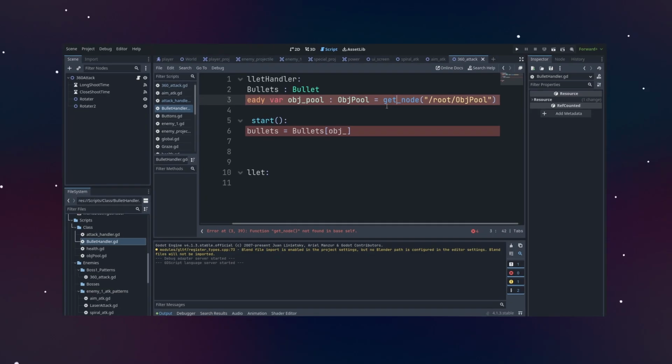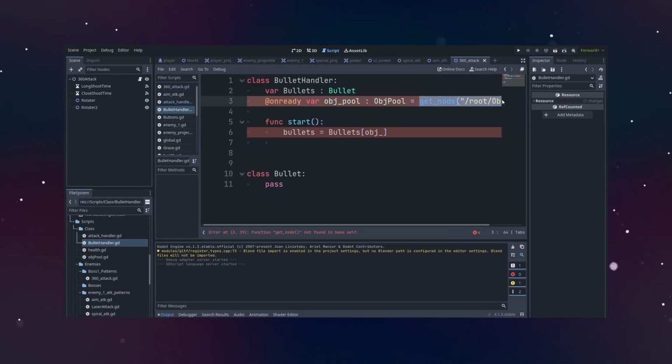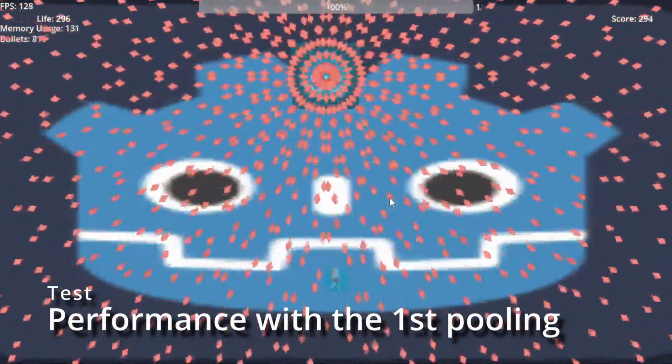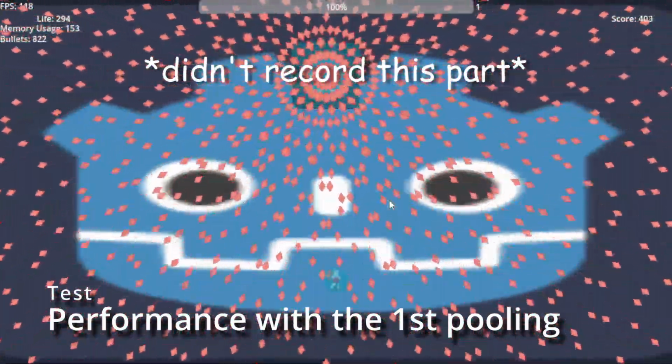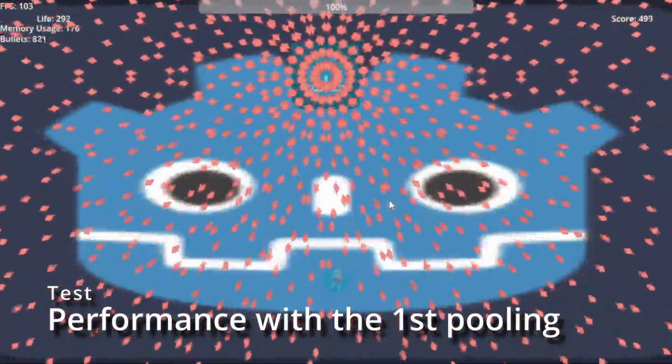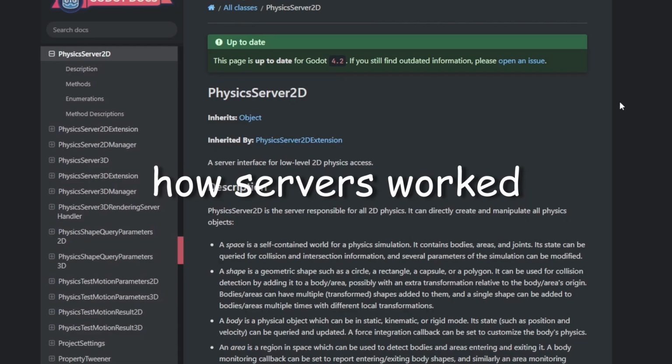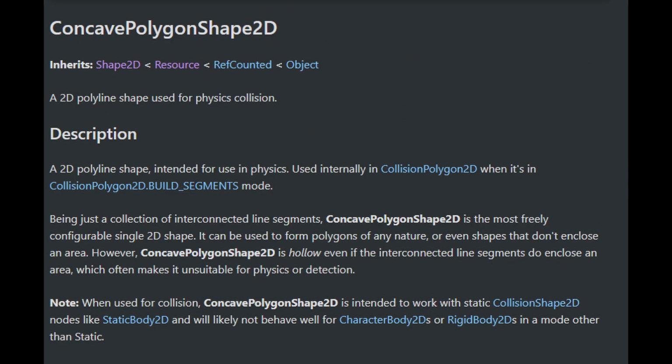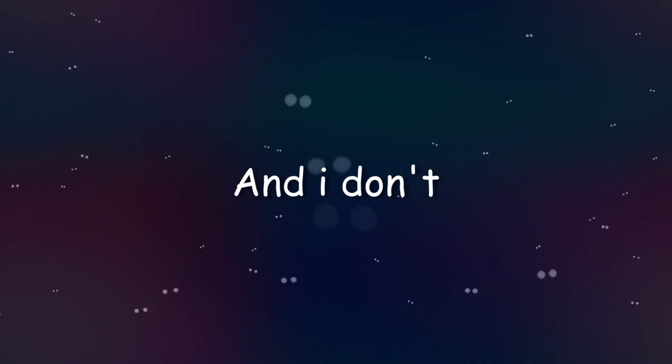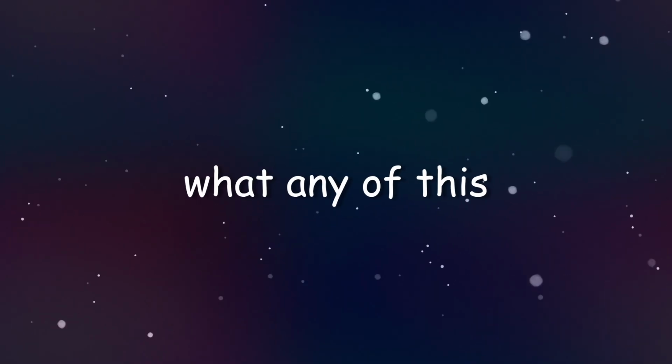I tried to make my own, and at first it seemed to work, but after a while the projectiles would confuse themselves and not inherit the correct values for the scene I was testing. For a while I threw this part of the project away, because in the meantime I was also looking at how servers worked. And well, luck wasn't really on my side on this. And I don't understand what any of this means, so yeah.